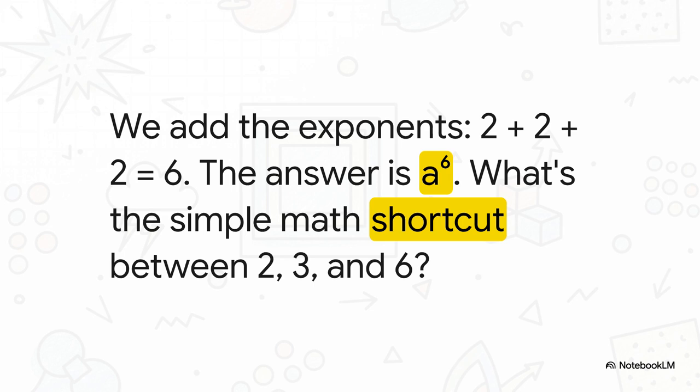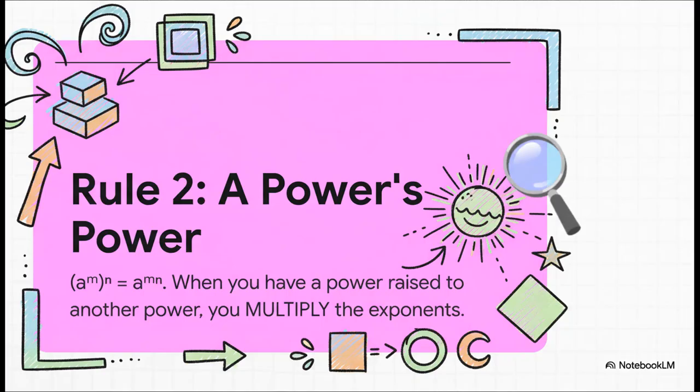Okay, time for the new shortcut. Let's look back at the original problem, A squared cubed. What is the super simple connection between those two exponents, the 2 and the 3, and our final exponent 6? You got it. We multiply them. 2 times 3 is 6. And that's our second rule. When you have a power that's raised to another power, you just multiply the exponents together. See? Every rule we learn is just another shortcut to make math faster.